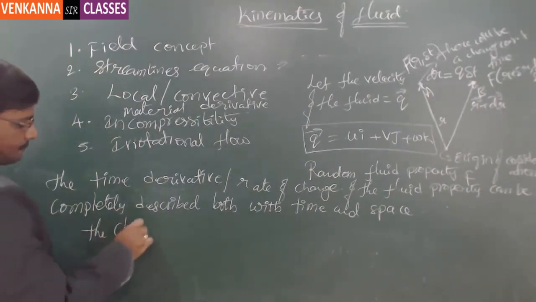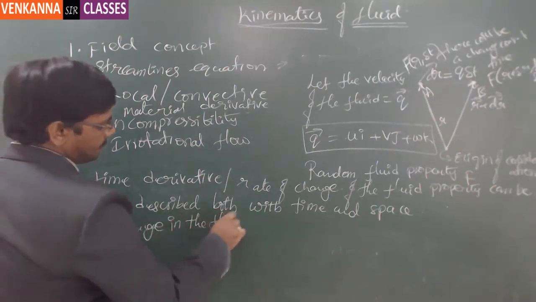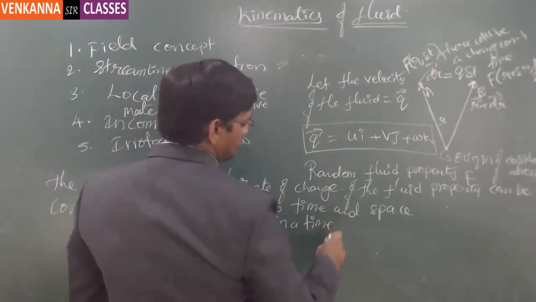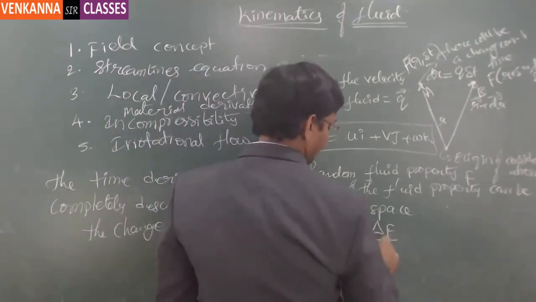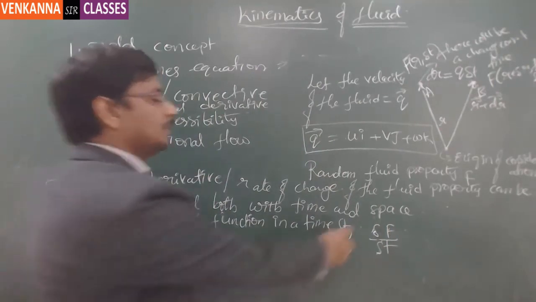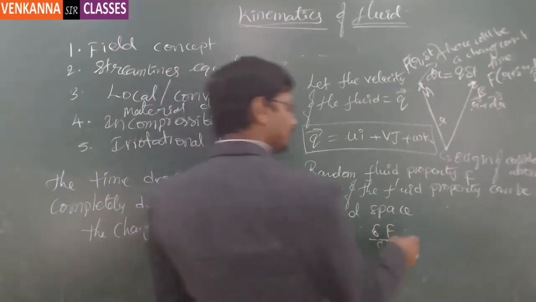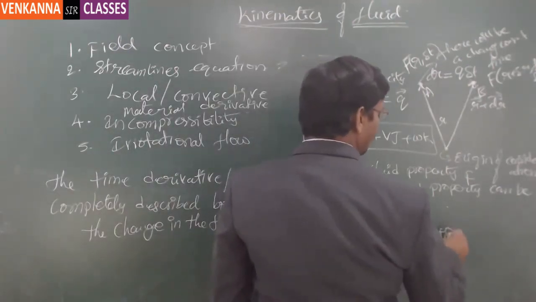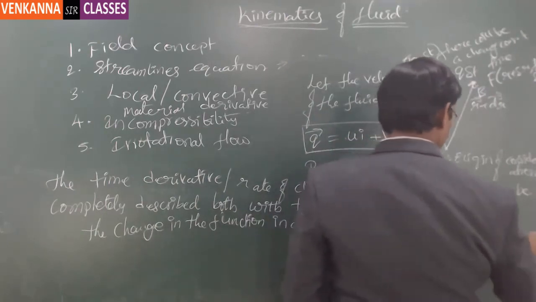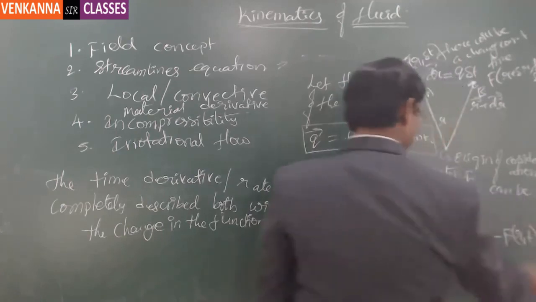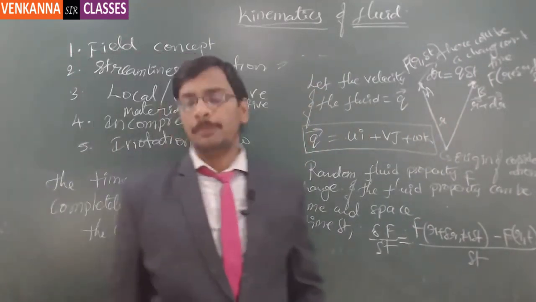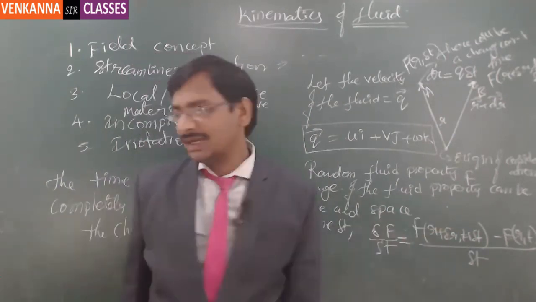Then the change in the function in a time delta t will be delta f divided by delta t, right? So this is the time rate of change of the function f with respect to time. Now this change is f of r plus delta r comma t plus delta t minus f of r comma t. This is the way we tried proving the Cauchy-Riemann equations, right? There we have used this kind of condition.